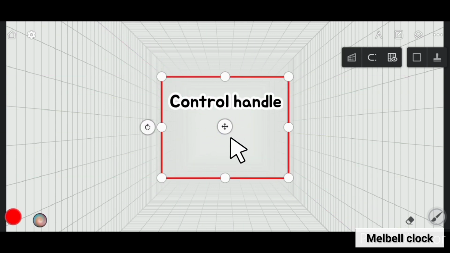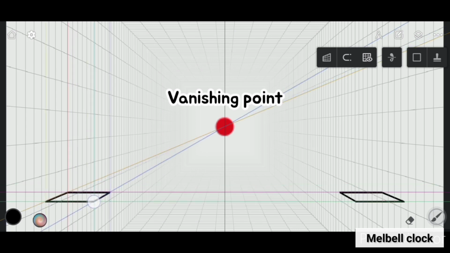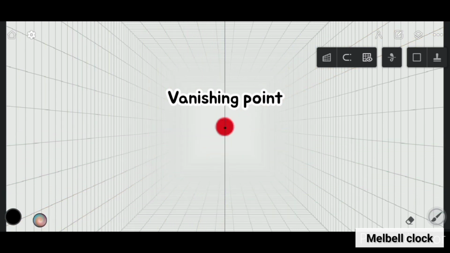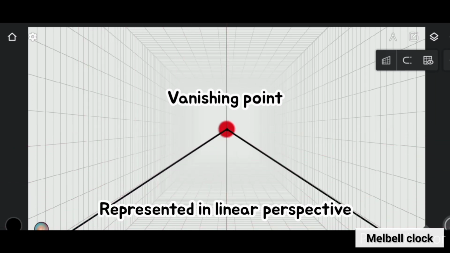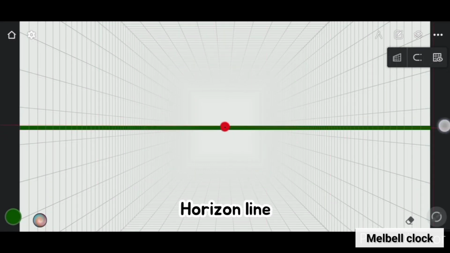So what is this control handle? This control handle is the vanishing point. This is the point where something disappears or ceases to exist, or where two parallel lines seem to converge when represented in linear perspective. This vanishing point is located on the horizon line.